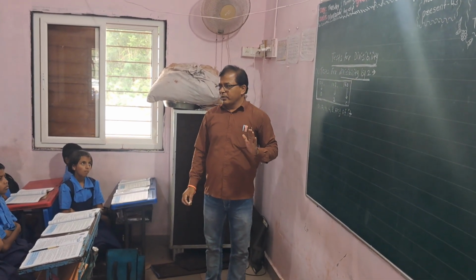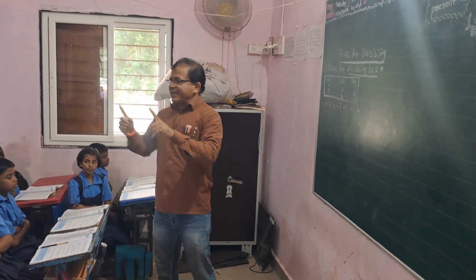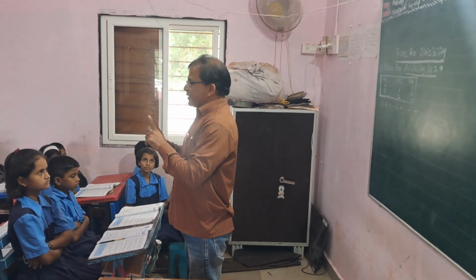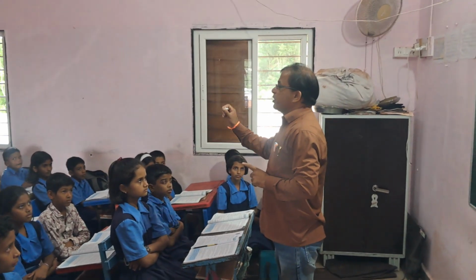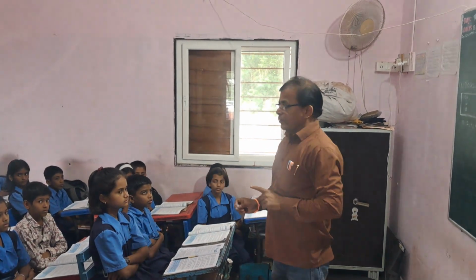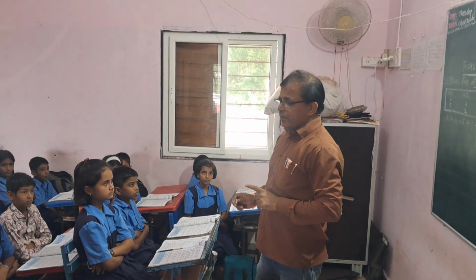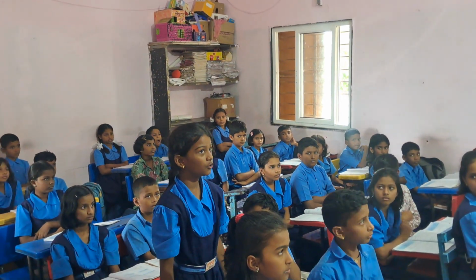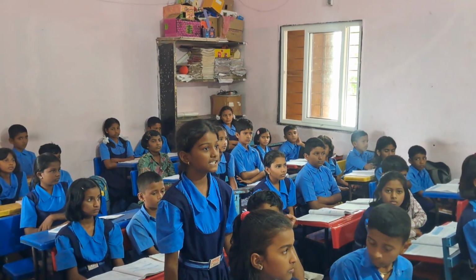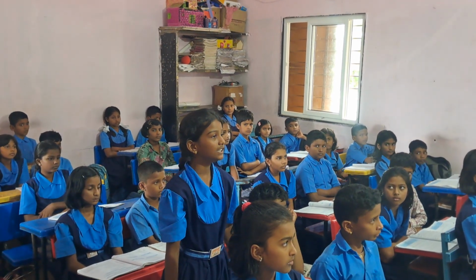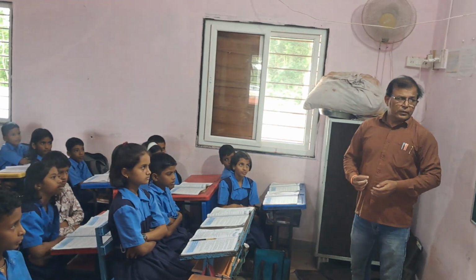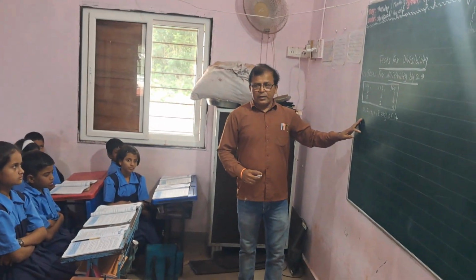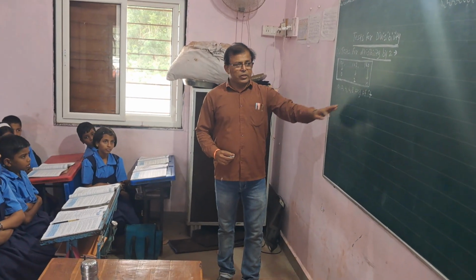Now guys, who can tell me the definition of this test, test for divisibility by 2? Anyone? Come on, tell me the definition. The number whose unit place digit is 0, 2, 4, 6, 8, any of it, is called the test for divisibility by 2.